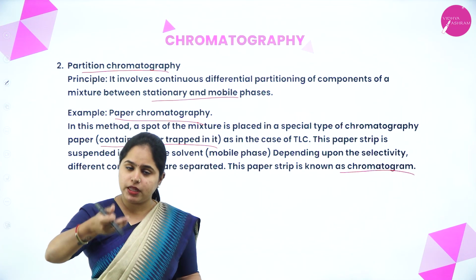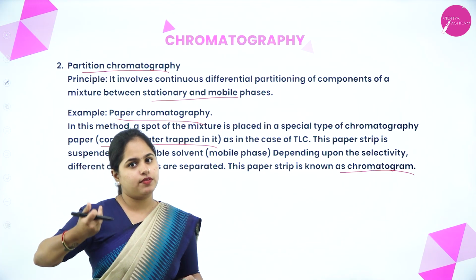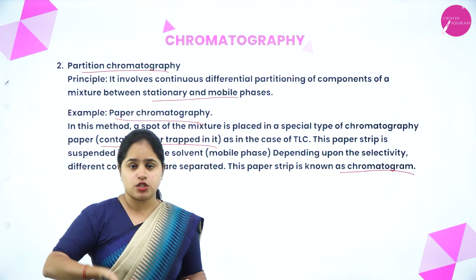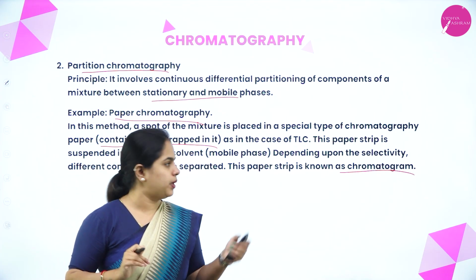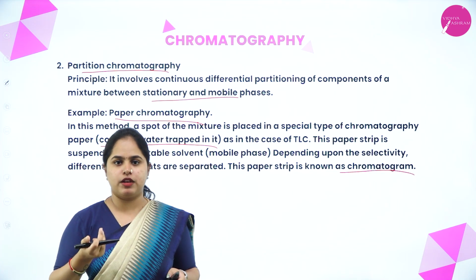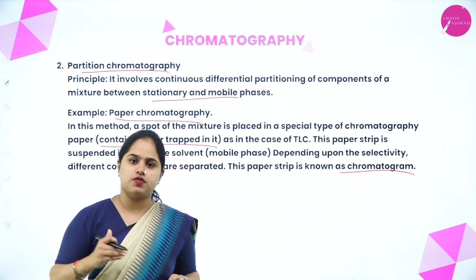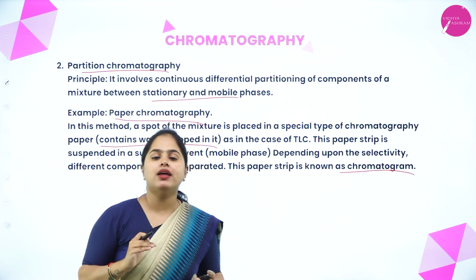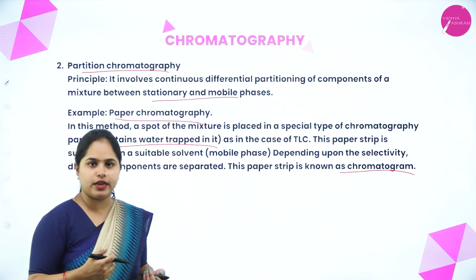So the solvent will be the mobile phase. When we are dipping the paper, what happens? Yes, capillary action will take place. The solvent will start moving up. So the stationary phase will be your paper strip and the solvent that moves is the mobile phase. As it moves up, the different components will be separated. So it is quite similar to TLC. It's just that we take a paper strip here which is called a chromatograph.